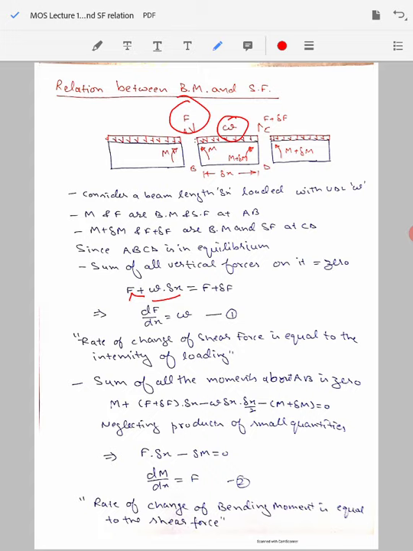Now their net sum should be equal to the force that is there in the vertical direction for the equilibrium. The force acting in the vertical direction upward is F plus delta F, so that should be equal to F plus delta F. Now using this equation, as F and F get cancelled out, we get delta F by delta x equal to w, and if we take the limit delta x tends to 0, this brings us to the differential dF by dx equal to small w. This equation tells us that the rate of change of shear force is equal to the intensity of loading.